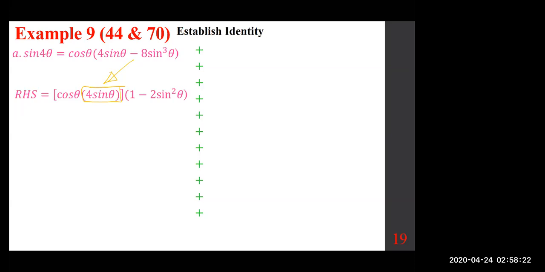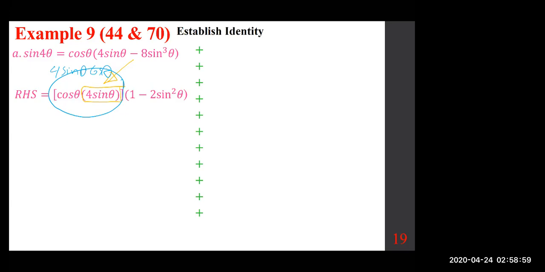You can take out 4 sine theta from the parentheses. So if you take out 4 sine theta, you end up with 1 minus 2 sine squared. Is everybody okay with that? Use a different color. Look at this part, only this part. Do you see this is 4 sine theta? Cosine theta? Do you see that, everybody?